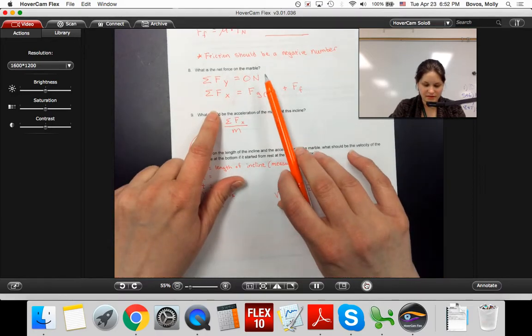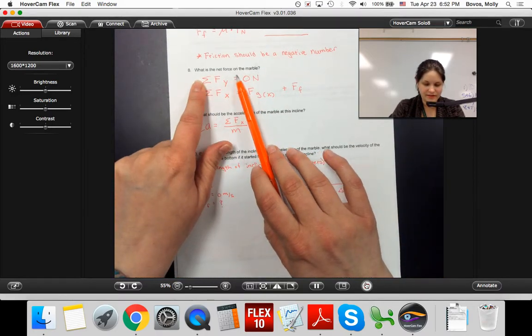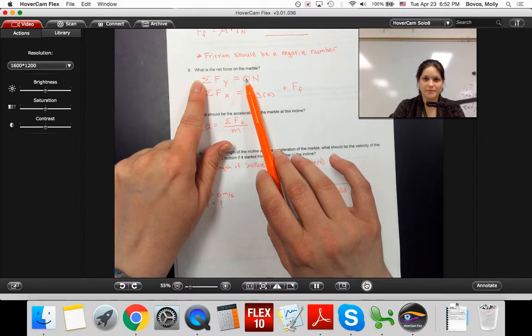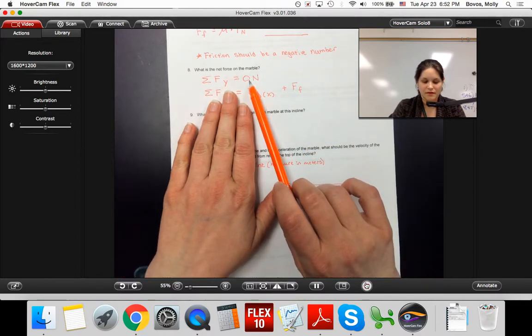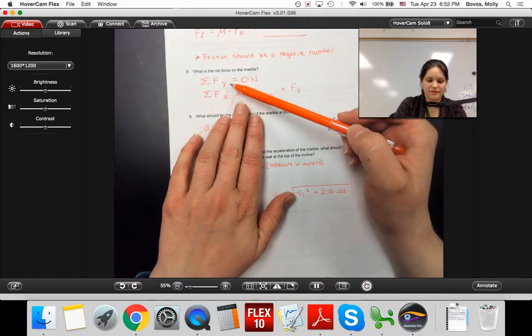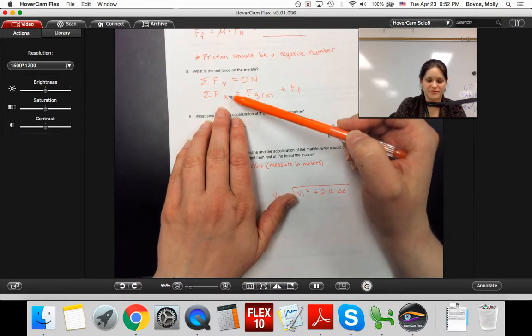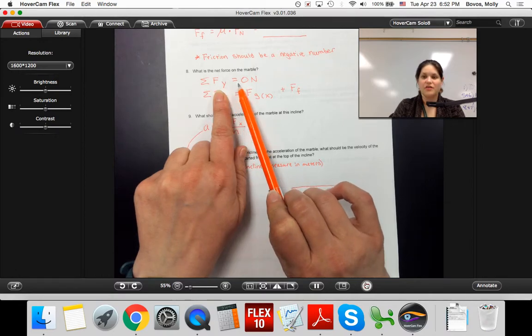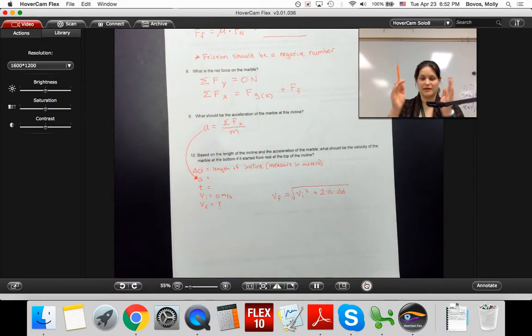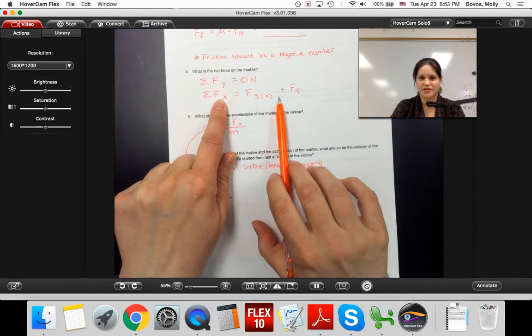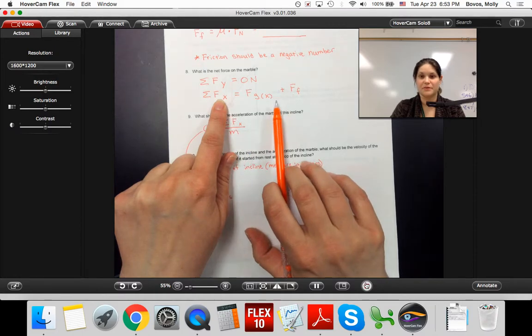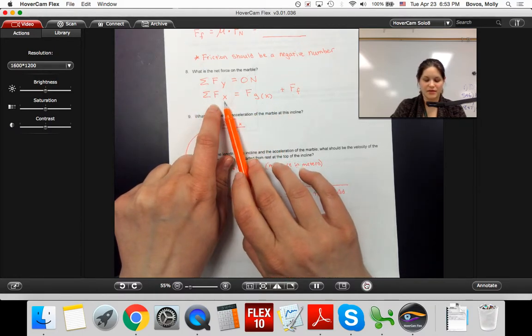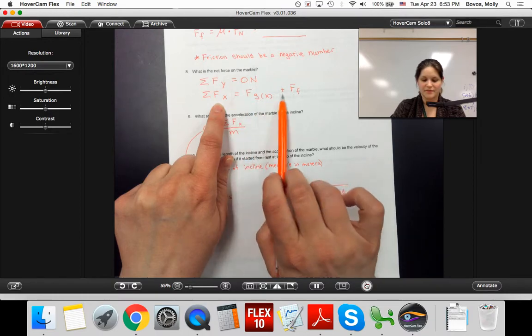Now let's look at what is the net force on the marble. Last class we talked about calculating net force in the y direction versus in the x direction. And we know that in the y direction, those forces are canceling out. They're balanced. There's no acceleration up from the ramp at all. But there is acceleration going in the horizontal direction parallel to the ramp. And so here we do have some net force.